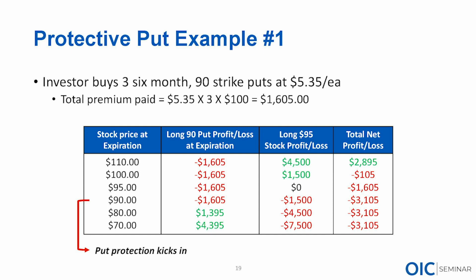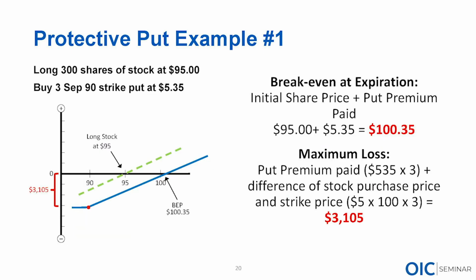To the upside, we participate. If the stock goes up to 100, we have a small loss. If the stock moves up to 110, we've now recovered all of that cost of insurance. We have a long stock position that'll continue to make money. And here it is on the graph. You see at the 90 point, we start to flatline where our strike price kicks in, and we have the right to sell shares.